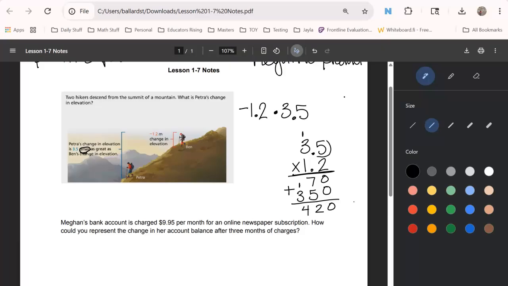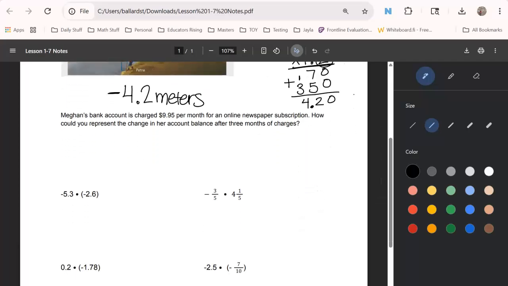And then we have two numbers after the decimal. So we count 1, 2, 2 over. So our answer is 4.20 or 4.2. But because they have different signs, what you'll notice here, they have different signs. So my answer is going to be negative 4.2. And then it would be meters. So her change in elevation was 4.2 meters, meaning she went negative 4.2 meters, meaning she climbed down 4.2 meters.